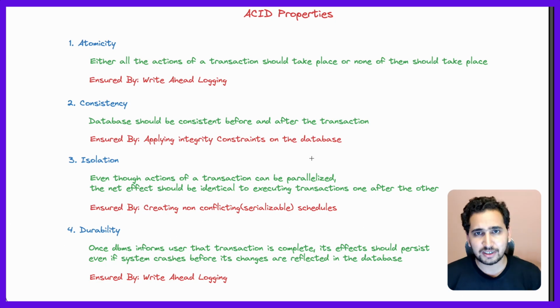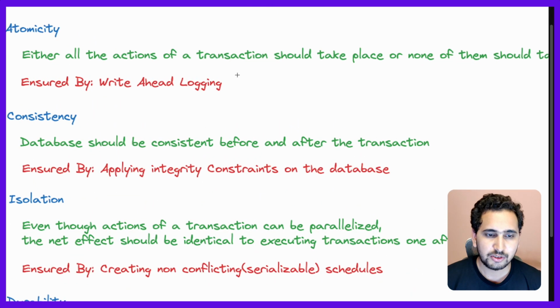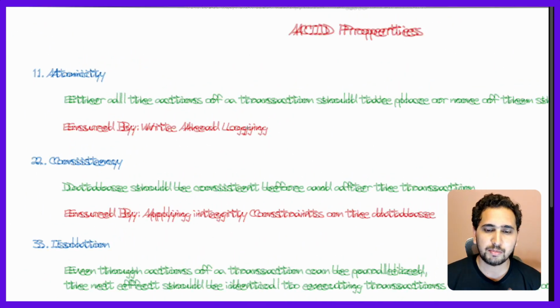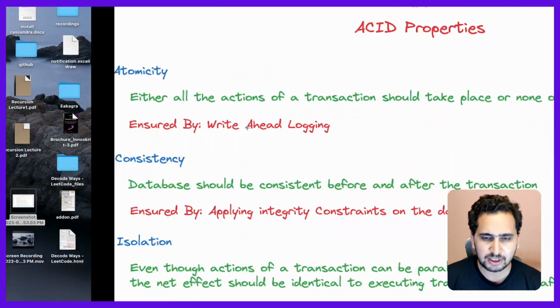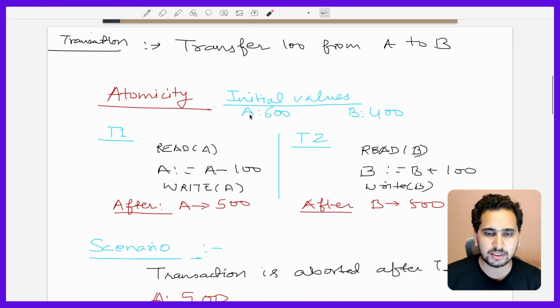So let's start. Let's talk about atomicity first. What is atomicity? By definition, it says that either all the actions of a transaction should take place or none of them should take place. So what does it really mean? Let's get back to our drawing board and understand. What is a transaction, first of all?